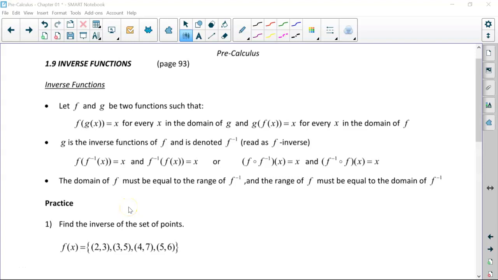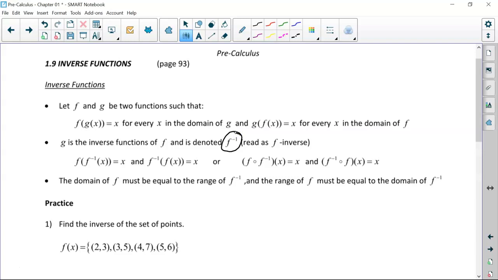Welcome to section 1.9. We're talking about inverse functions. So let f and g be two functions so that f of g of x equals x for every x in the domain of g, and g of f of x equals x for every x in the domain of f. We'll get to that in a little bit. Now, when we write them as an inverse function, there's notation we're going to use. F to the negative first, that's read as f inverse.